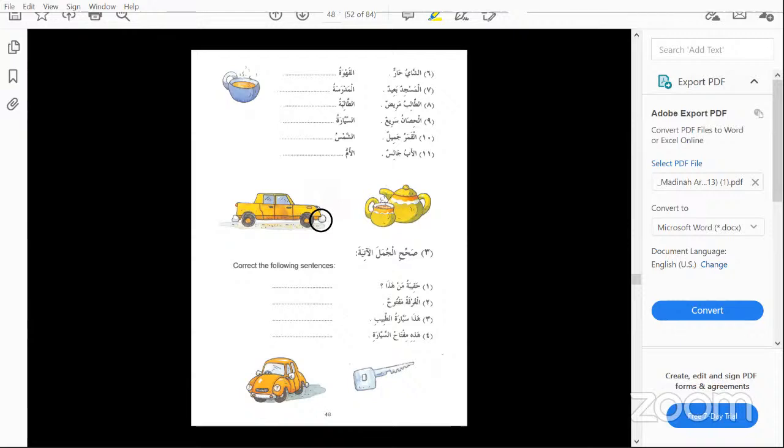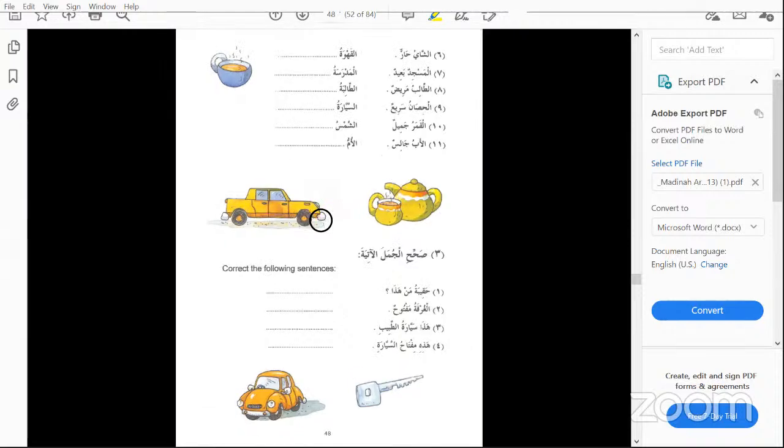Brother, can you correct mistakes? Correct the following sentences. Haqibatu man haza. Haqibatu man hazihi. Correct. Because haqiba is feminine, you have to change it to hazihi. Haqibatu man hazihi. Al-ghurfatu maftuhun. Al-ghurfatu maftuhatun. Excellent.